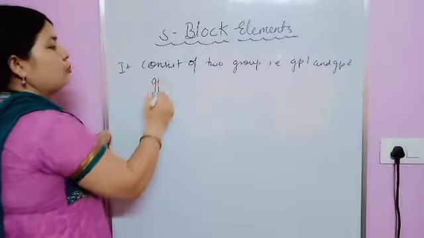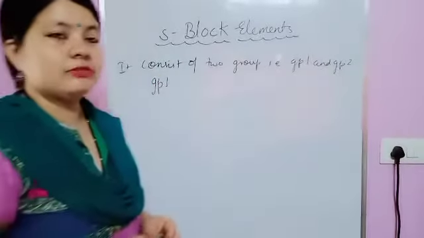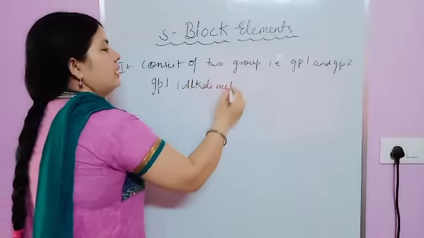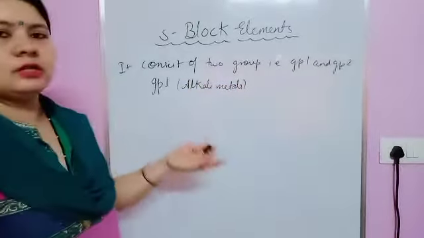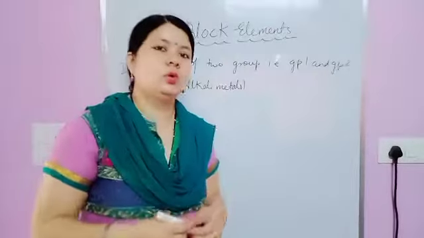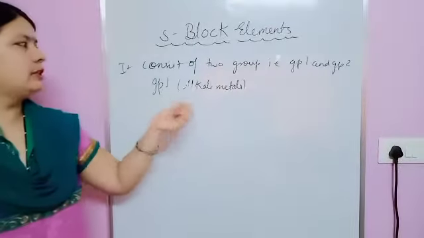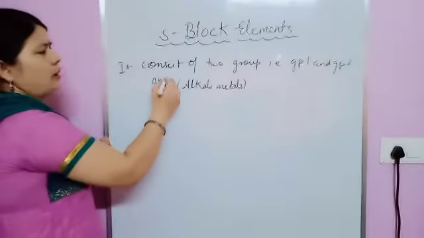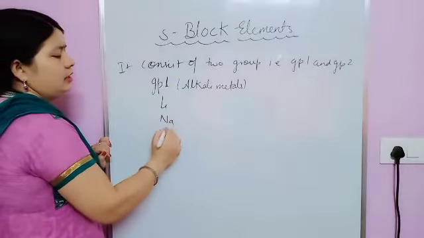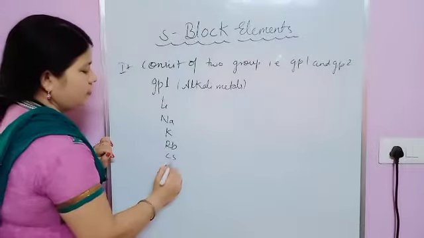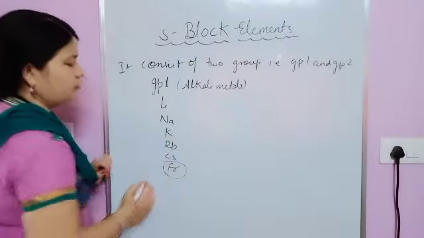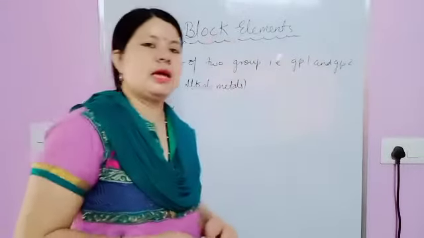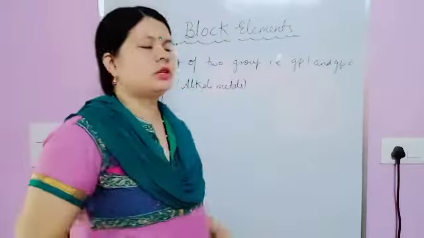Now in case of group 1, that one is alkali metals. Okay, and why alkali metals? Because members of group 1 elements form alkali with water. That's why this one is alkali metals. And the members are lithium, sodium, potassium, rubidium, cesium, and this one is francium. That one is radioactive in nature. And group 2 elements are alkaline earth metals. So that we have to study in detail.